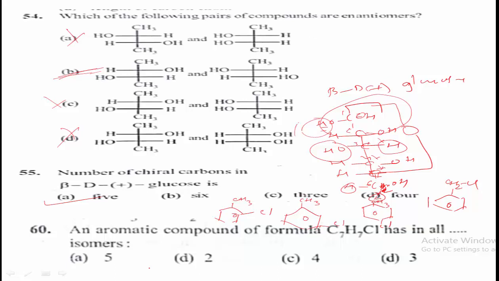Okay, students, there are four structures. First one is orthochlorotoluene, and second one is metachlorotoluene, and third one is parachlorotoluene, and fourth one is benzyl chloride. This one is the benzyl chloride structure. Yes, this one is benzyl chloride. Students, it contains four structural isomers. Is it right?